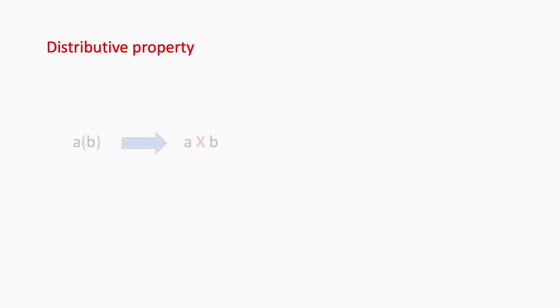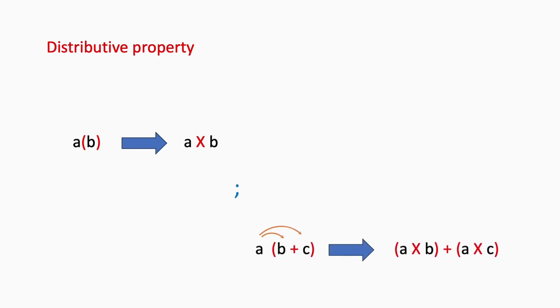The next thing I want to talk about is the distributive property. First, I must remind you that when we write A parentheses B, we mean A times B. Now, please pay attention to this multiplication example. If we want to multiply A by the total of 2 numbers called B and C, we can actually multiply A by B first and then multiply A by C separately and then add the results together. This is the concept of distributive property.